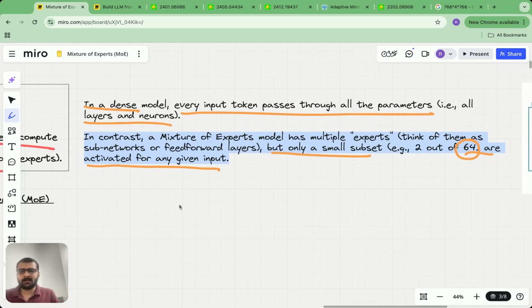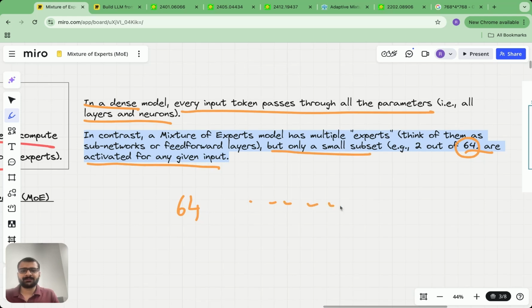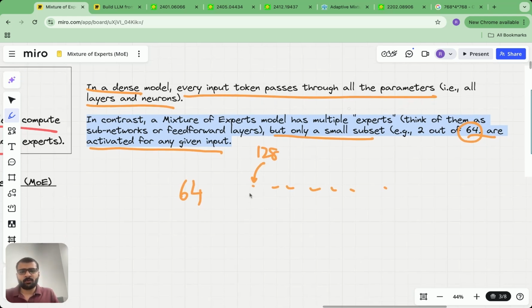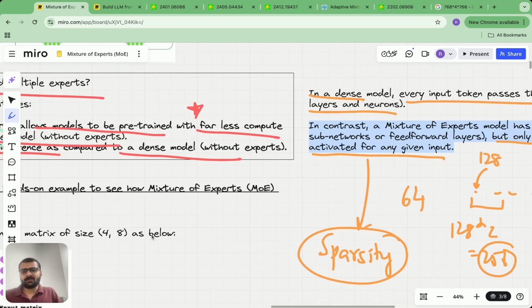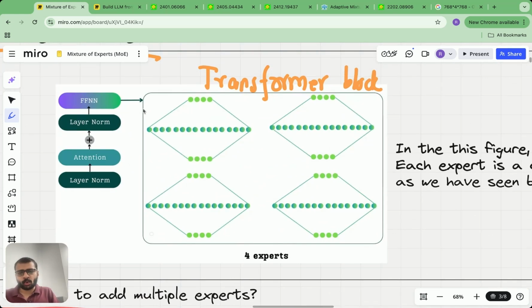Because now, if I have 64 such experts, and the dimension of each is, let's say, 128, and I have only two such experts activated, that's 128 into 2, which is 256. This is three times smaller than 768. So the whole idea is this idea of sparsity. Whenever I encounter a new token, it will not be passed through all of these experts. It will be handled by only a subset of these experts, and that is decided by something called the sparsity factor.